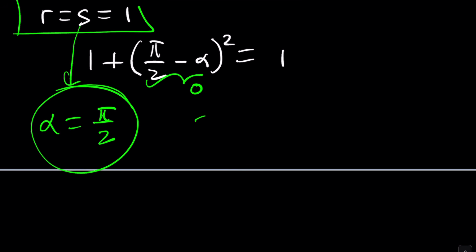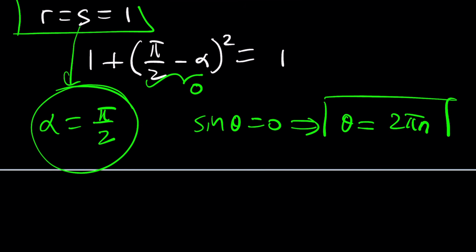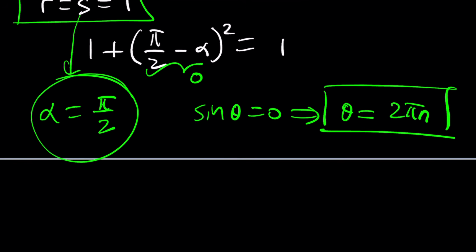If sine theta is 0, then theta has to be what? A multiple of pi, 2 pi n, where n is an integer, right? So we got the values of alpha and theta. What is that supposed to mean? It means now we're going to try to find everything else, right? Well, we do know everything else because r equals 1, s equals 1. So we're going to go ahead and actually pair these together like this and like that.